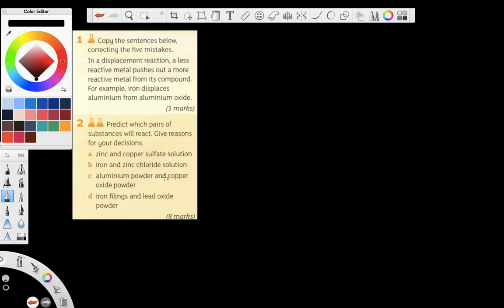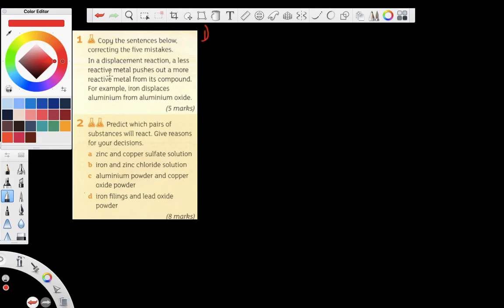So, you should have had a go at those by now. Let's go over number 1. It says, copy the sentences below, correcting the 5 mistakes. Now, how's the best way? It's probably best we write it out.